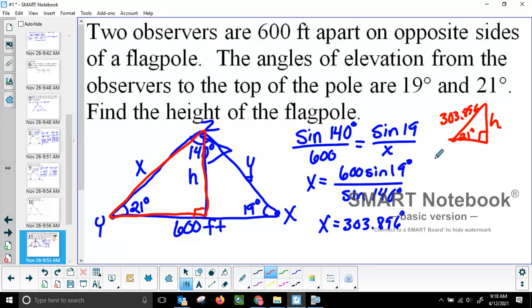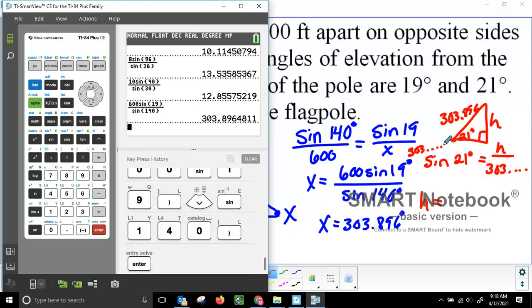Sine of 21 degrees is equal to h over 303 point dot dot dot, right? So how would I solve for h here? Multiply both sides by 303 point whatever. Remember, we don't like to use rounded things, but we have to here. So I'm actually going to use this whole piece instead of just 896. Does that make sense?